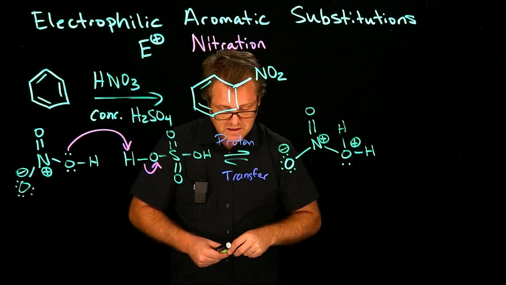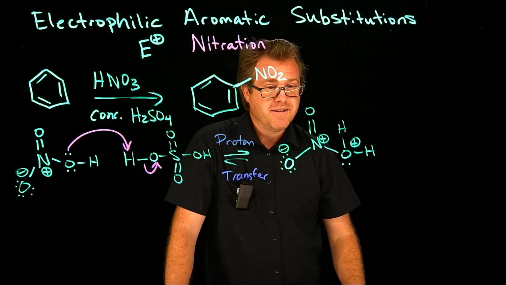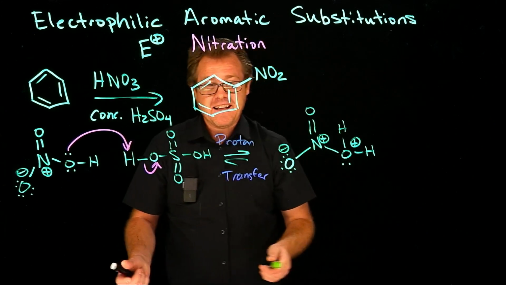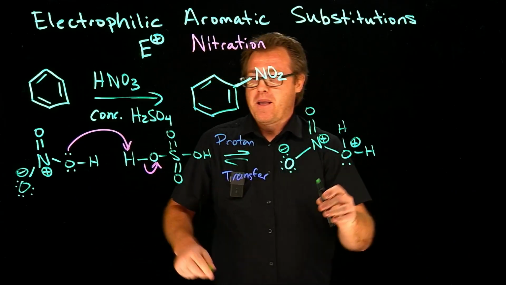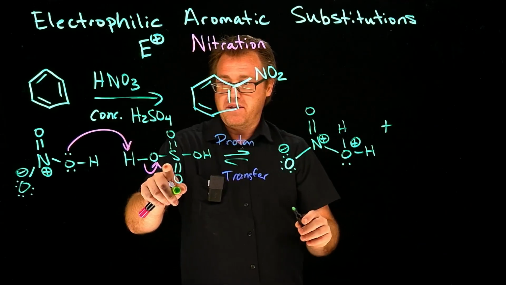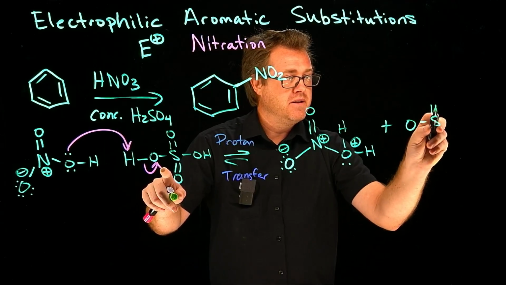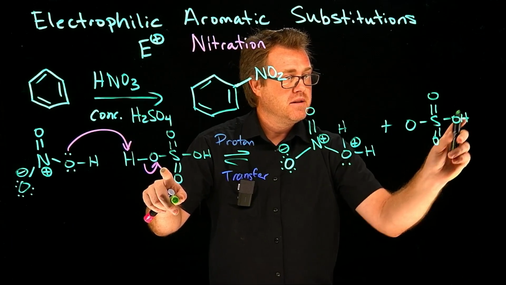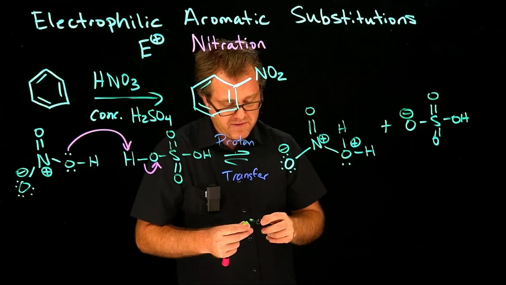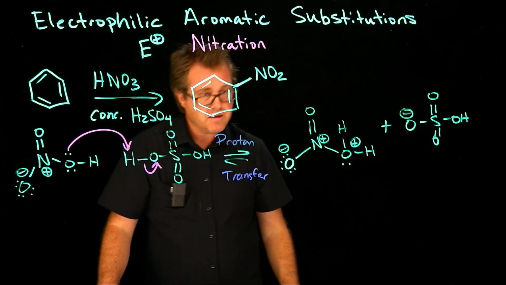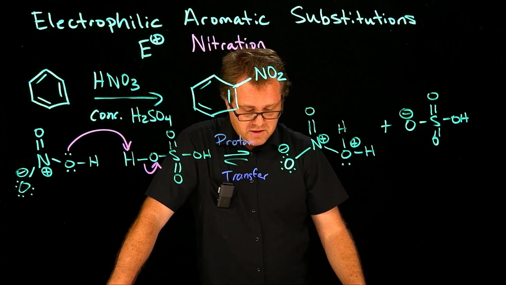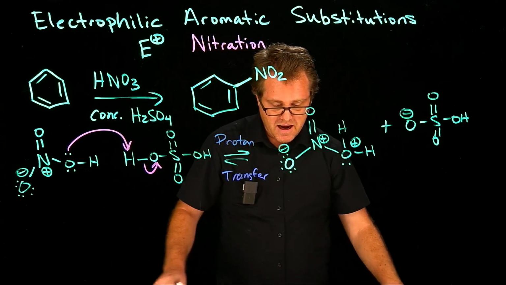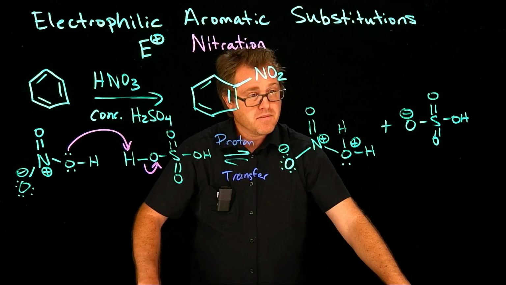Right there. And what do you see? We have 2 positive charges right next to each other. That's not very good, right? And what else do we have? We have this species still left over, the conjugate base of the sulfuric acid. So we have a proton transfer, and now we have this species that is highly charged.